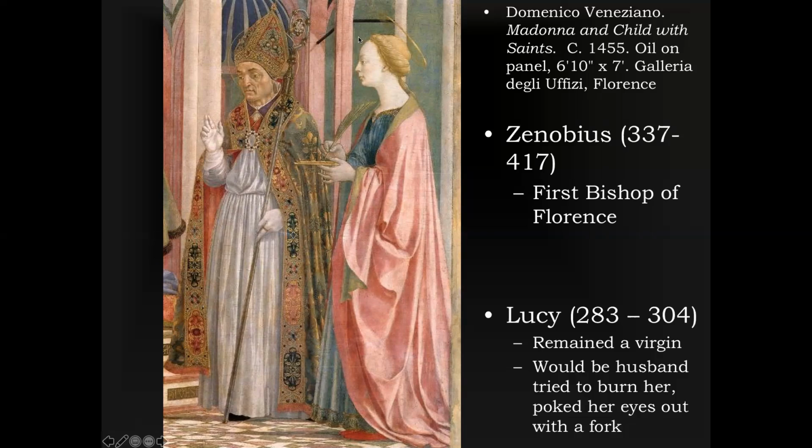But it kind of shows you how a lot of these ancient Roman martyrs are portrayed. She was a person who wanted to remain a virgin, be married to Christ, like nuns are. But she was betrothed, because she was from a well-off family, to a husband. And she said, sorry, we can get married, but we're not going to have sex. And he was really angry about that. So he tried to burn her, and then he poked her eyes out with a fork.